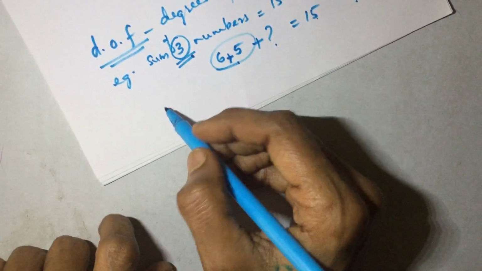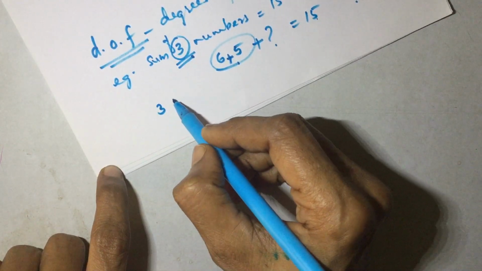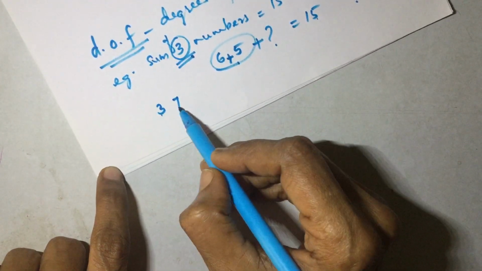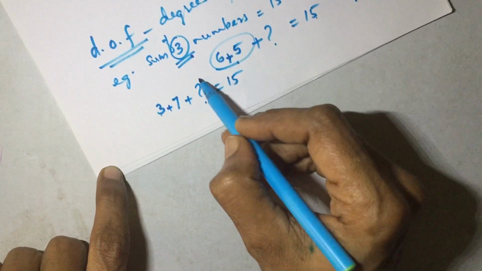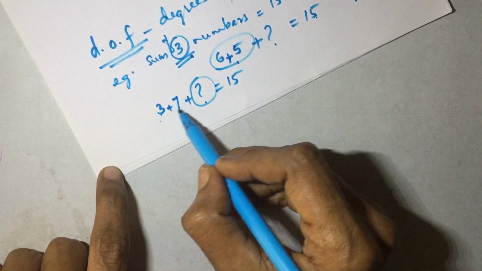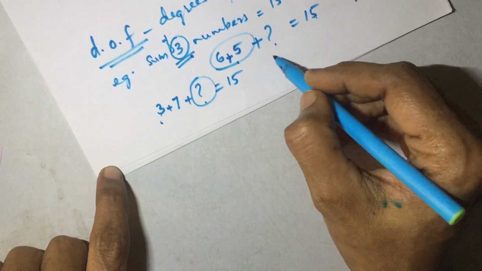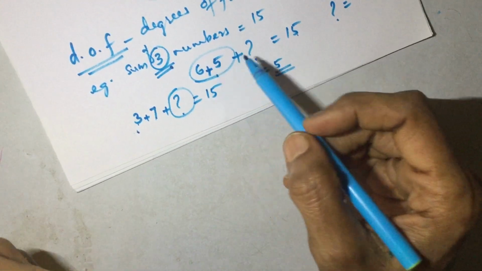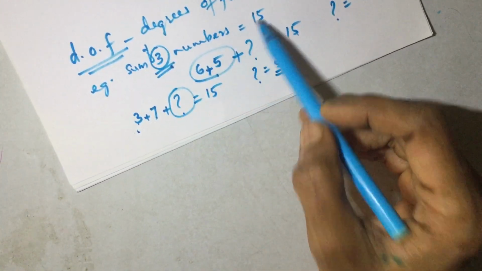Say, for example, if someone else is choosing 3 and 7. The sum of three numbers, two numbers I chose as 3 and 7, then obviously the third number will be based on these two numbers. So the third number will be 15 minus 10, that is 5. Means if three numbers are given, you are free to choose only two numbers such that the sum is 15.